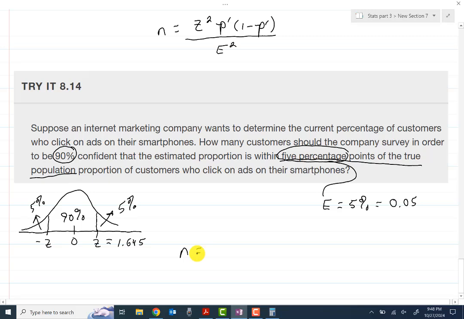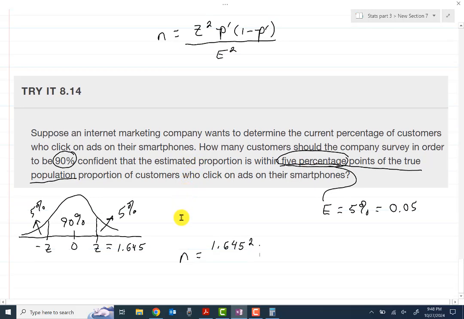So z squared, that was equal to 1.645 squared. P prime, we don't know it. Where's P prime? Well, we don't have it. So this is what they do when they don't have it. If P prime is not given, we assume that P prime equals 0.5.